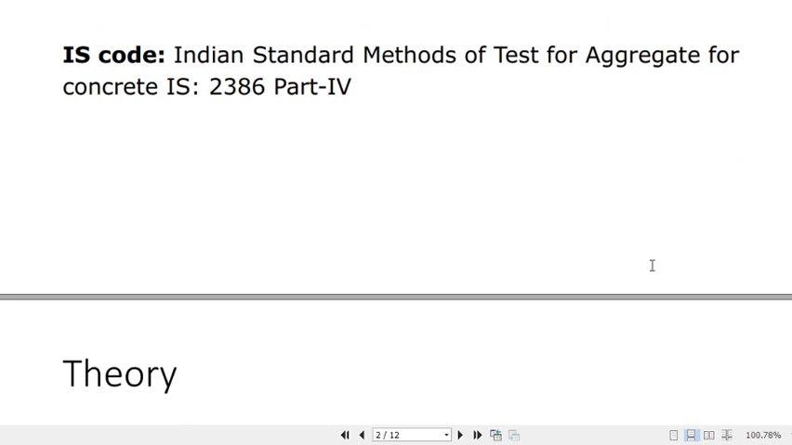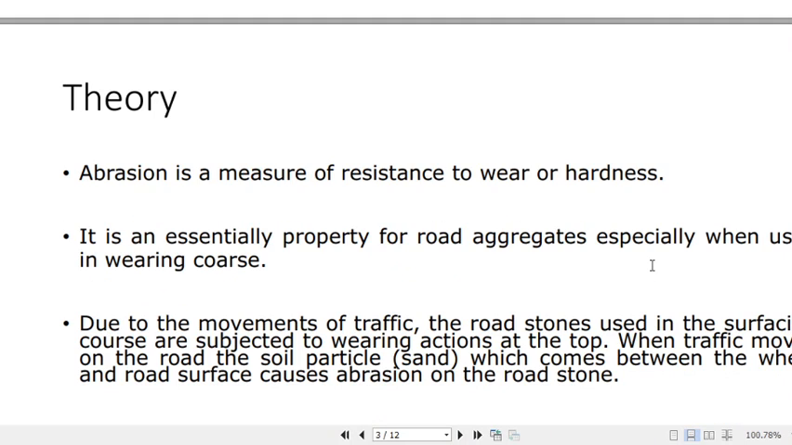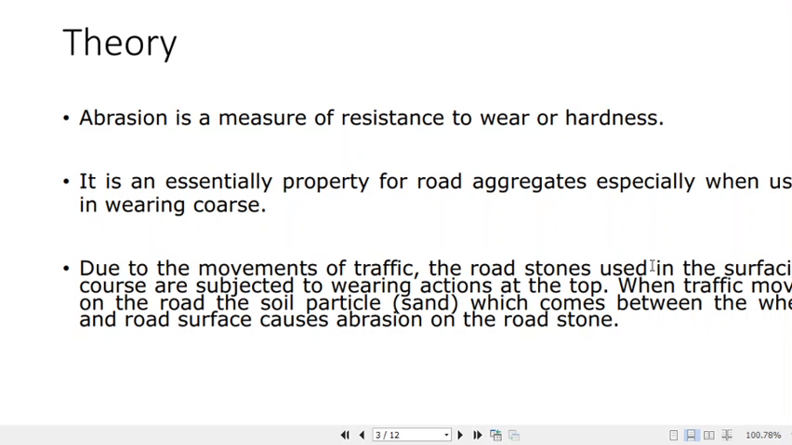Let us discuss some theory and the basic principles of the abrasion test. Abrasion is a measure of resistance to wear, or hardness. We conduct the abrasion test to know how hard the material is. We will do the abrasion test on the coarse aggregate. It is essentially a property of road aggregates, especially when used in the wearing course. Wearing course means the top course.